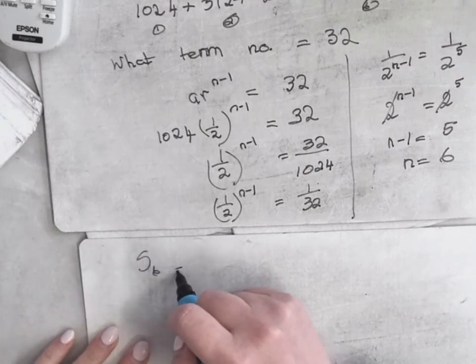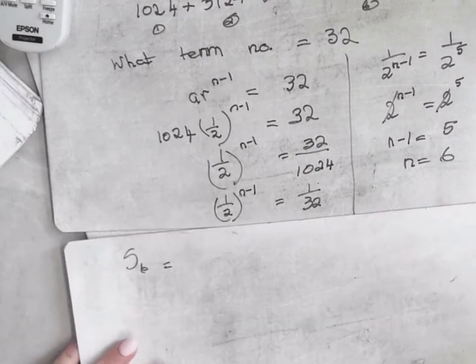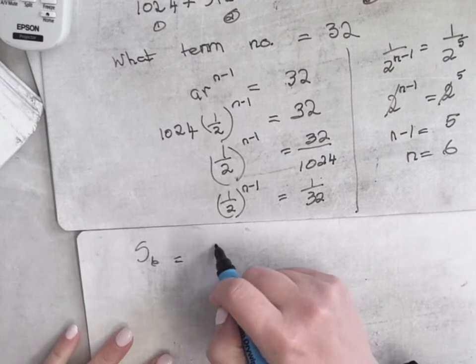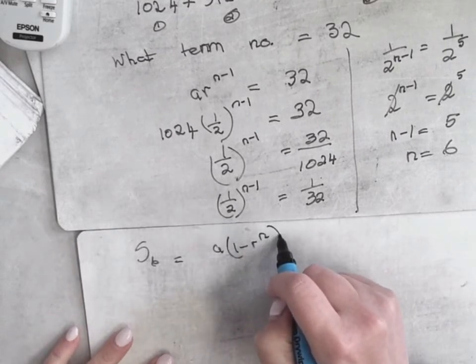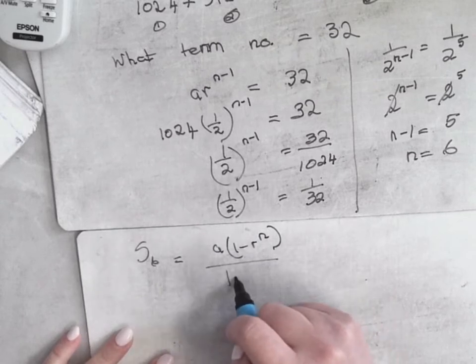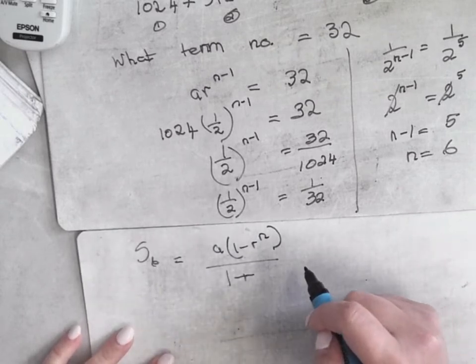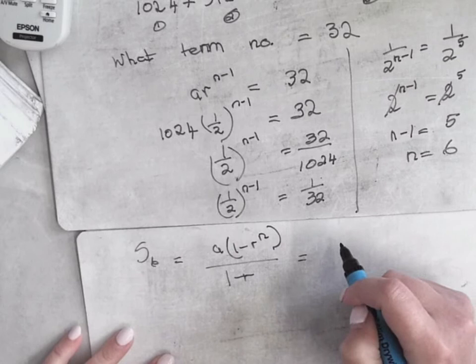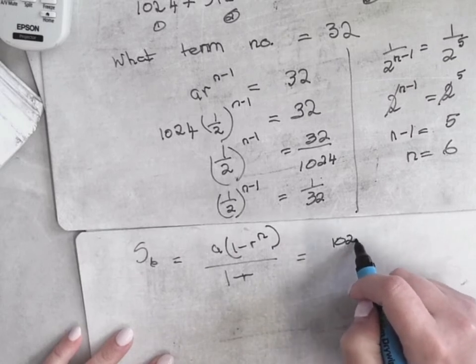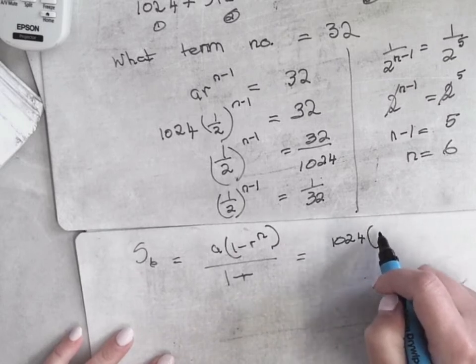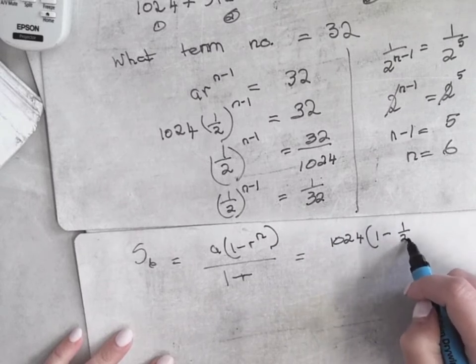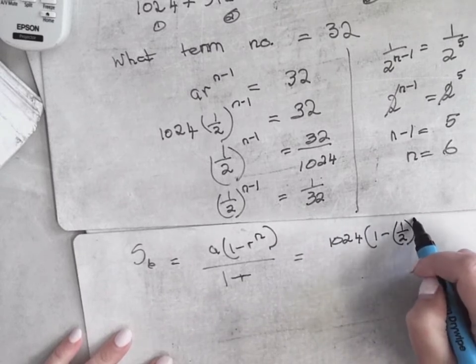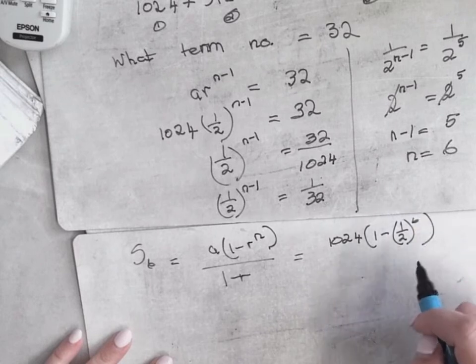They don't ask me for Sn, so I'll just go straight to filling it in. So the formula is a times 1 minus r to the power of n, all over 1 minus r, right? Okay, and a is 1024. 1 minus r to the power of n, r was a half, all to the power of n, it's term number 6. Okay, all to the power of 6.